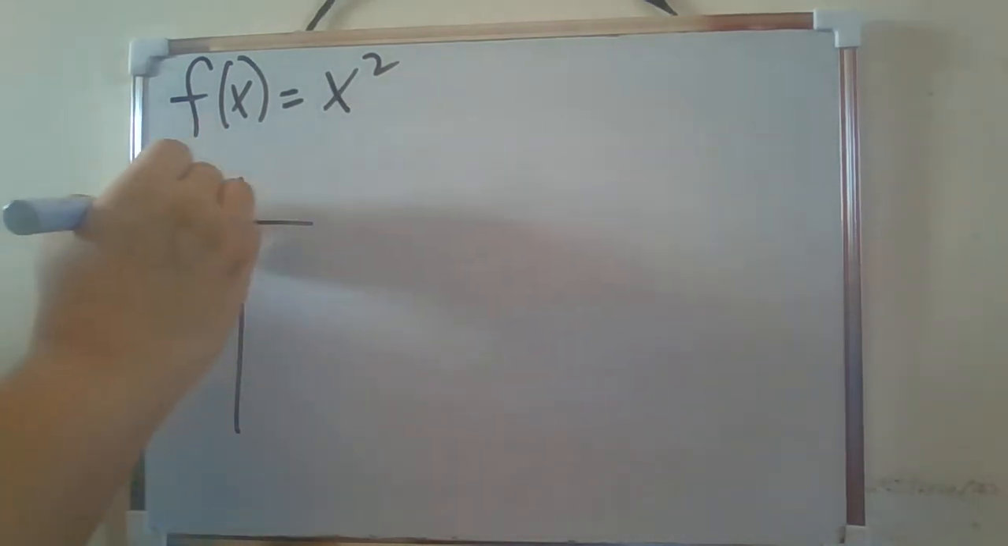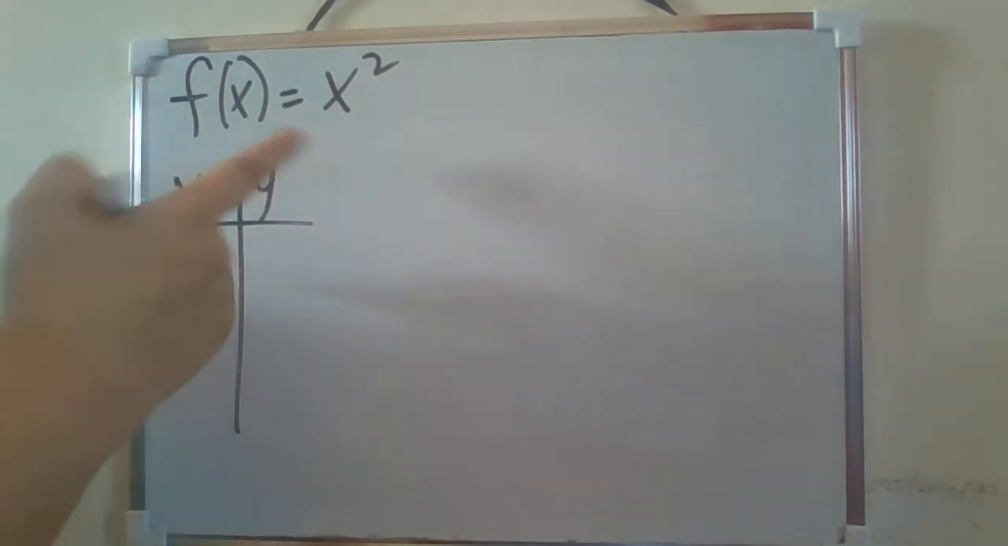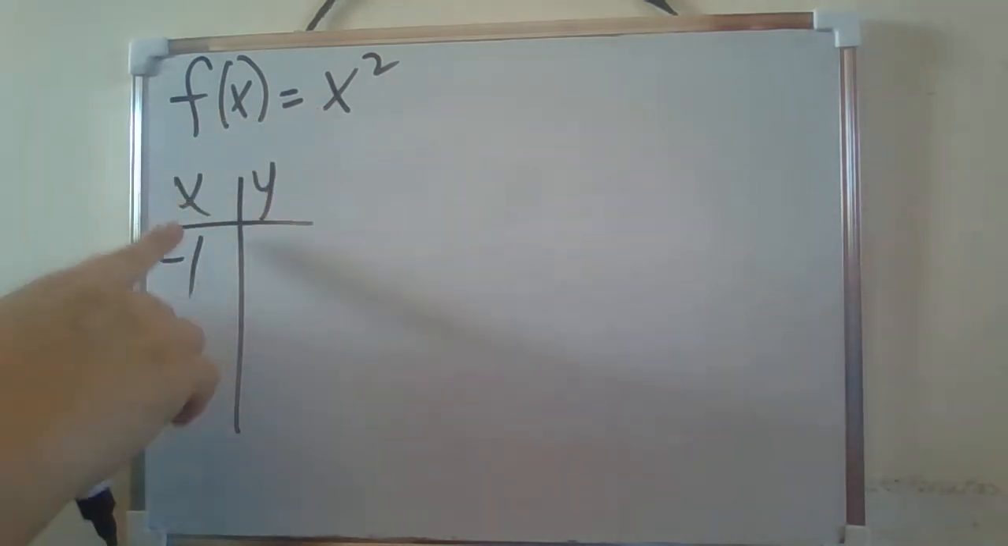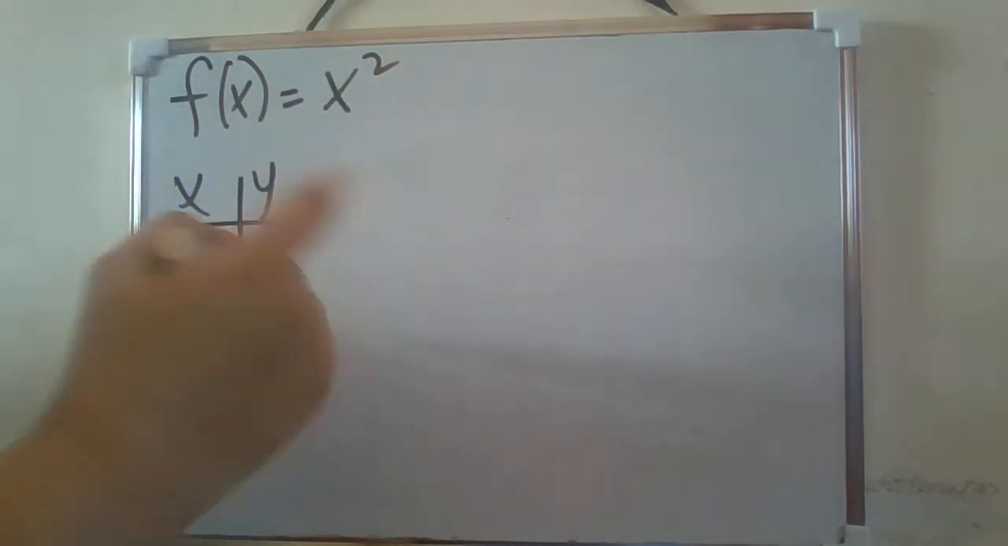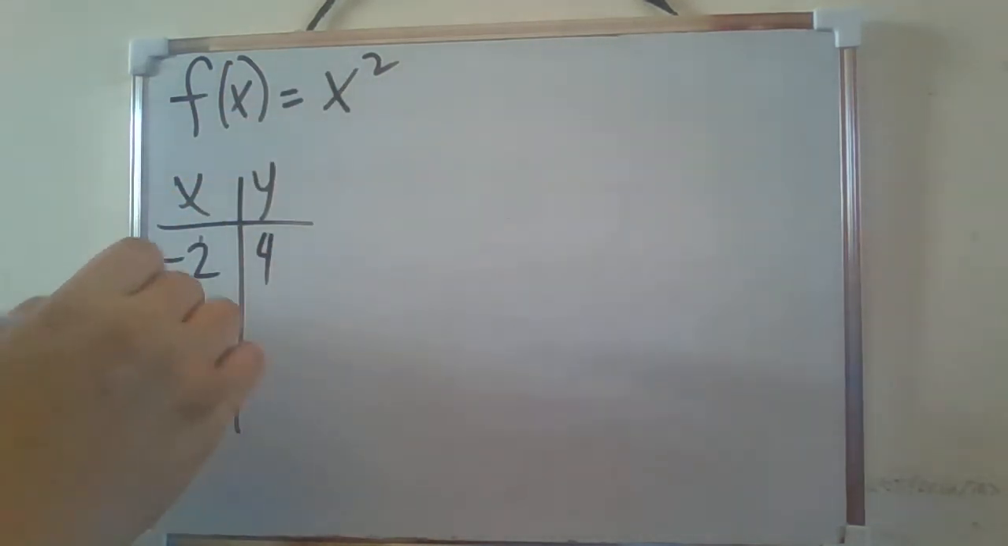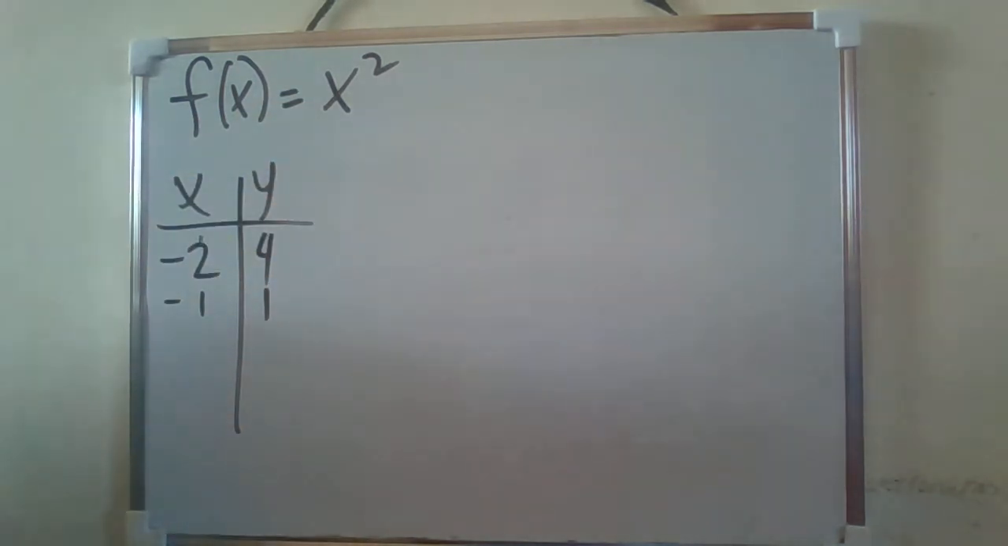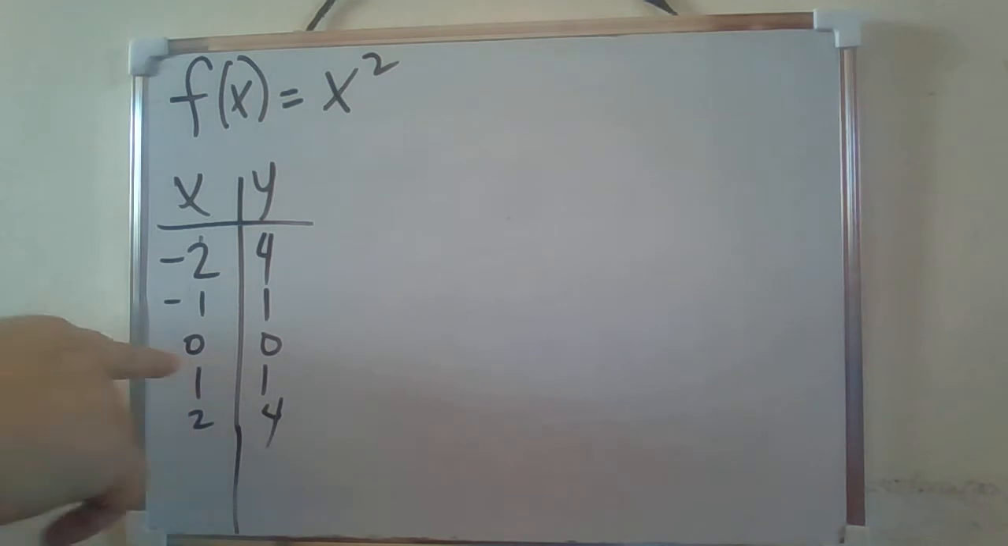Okay, so gawa tayo ng table muna. Alamin natin. Say for example, pasok tayo ng negative 2. Negative 2, 4 siya, di ba? Pasok tayo ng negative 1. Negative 1, nagiging 1. Pasok tayo ng 0, 0, syempre. 1, 1 pa rin. 2, 4 pa rin siya. And so on and so forth.